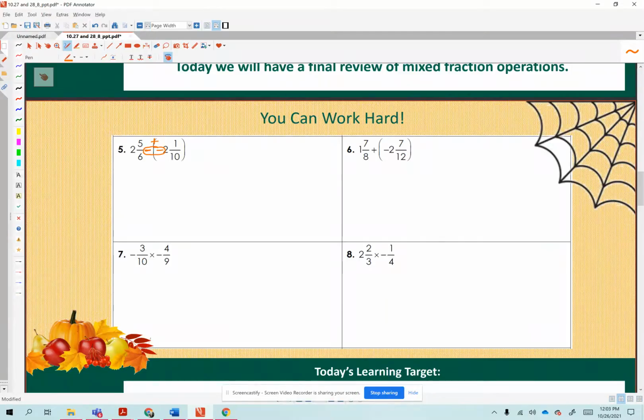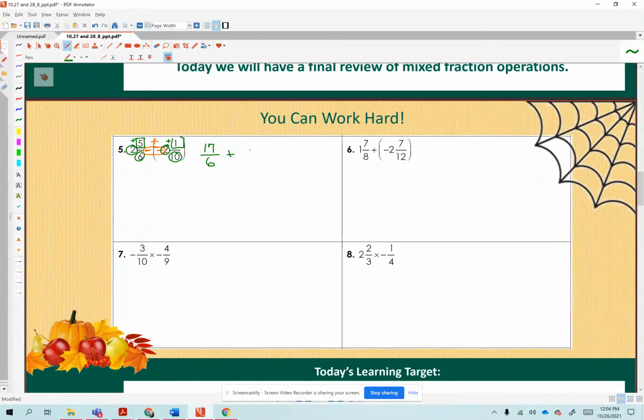The next thing I need to do is convert these two fractions. They are mixed numbers, and I need to convert them to improper fractions. So I will multiply 6 times 2, which gives me 12, and I will add the numerator of 5. 12 and 5 makes 17. So the first fraction can be rewritten as 17 over 6. And remember, we're adding because subtracting a negative is the same as adding. And we'll multiply 10 times 2 is 20, plus the numerator is 21.